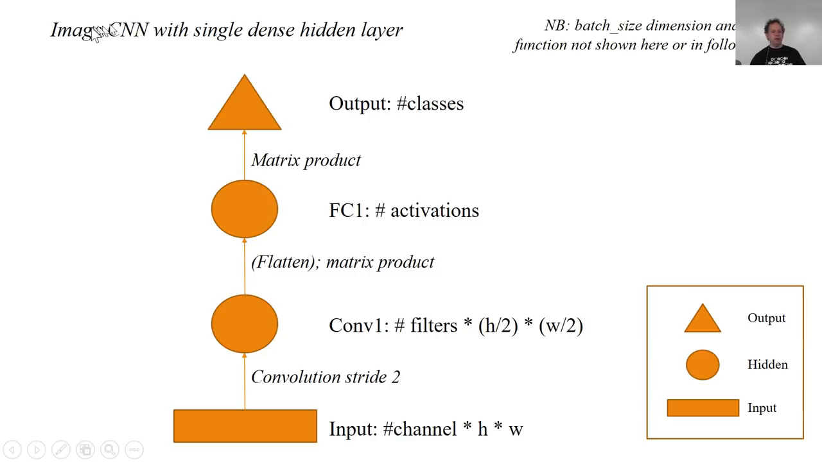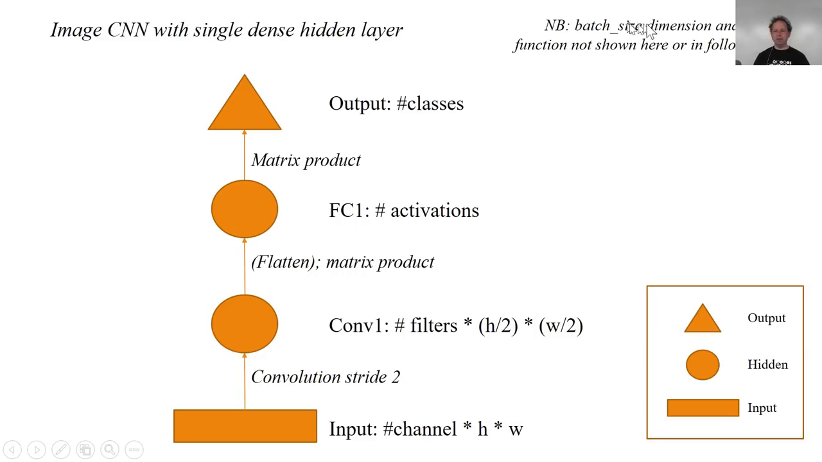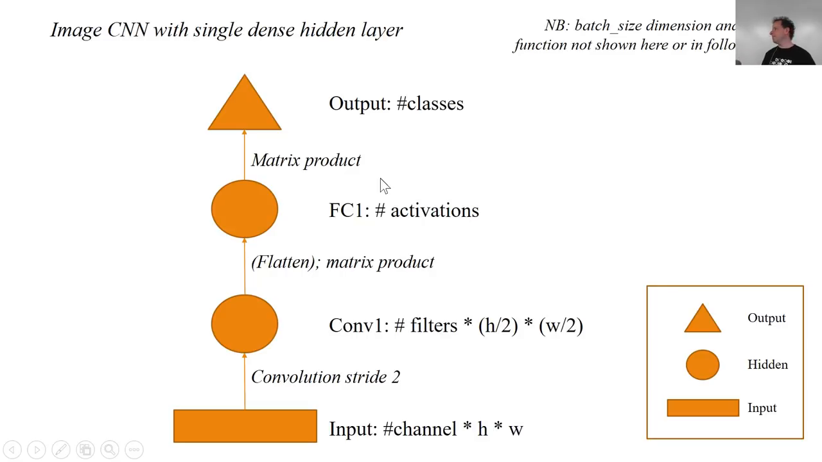All right, so if we were doing a ConvNet with a single dense hidden layer, our input would be, in PyTorch, number of channels by height by width. And notice that batch size appeared every time, so I'm not going to write it anymore. Also, the activation function is always basically ReLU or something similar for all the hidden layers, and softmax at the end for classification, so I'm not going to write that either. Each picture I'm going to simplify a little bit. We're not going to mention batch size, ReLU or softmax, but they're still there.